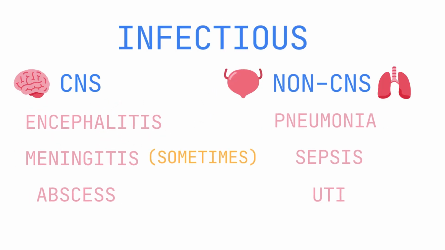Infectious causes happen both within the CNS and outside of the CNS. CNS causes include encephalitis, meningitis, as well as abscesses. And outside of the CNS, you want to consider sepsis, pneumonia, and a UTI.